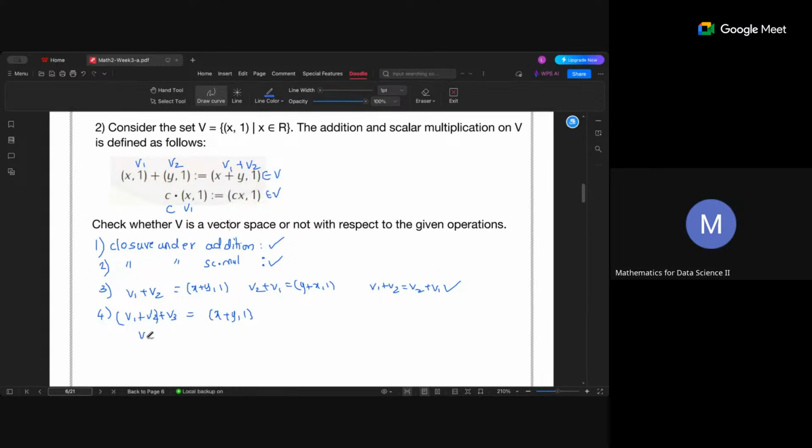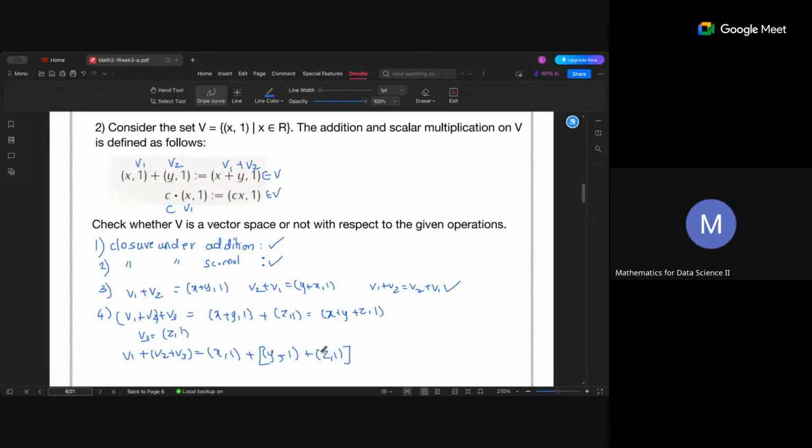Let's say that the third entry is some z comma 1. Okay, so let's add z comma 1. Now how is the addition defined? We should add only the first components, x plus y, and the last component should remain 1. Now what about v1 plus v2 plus v3? It is x comma 1 plus y comma 1, plus z comma 1.